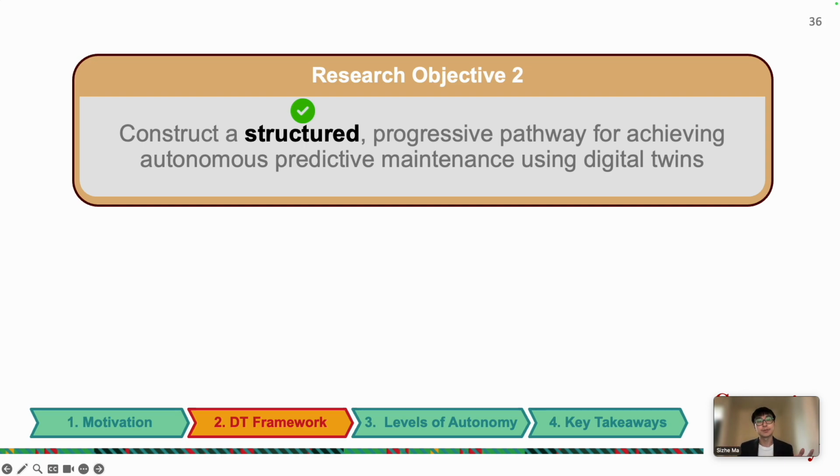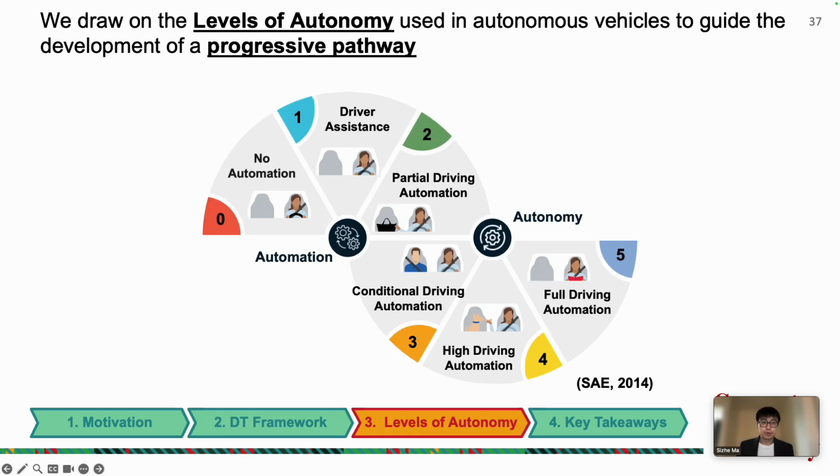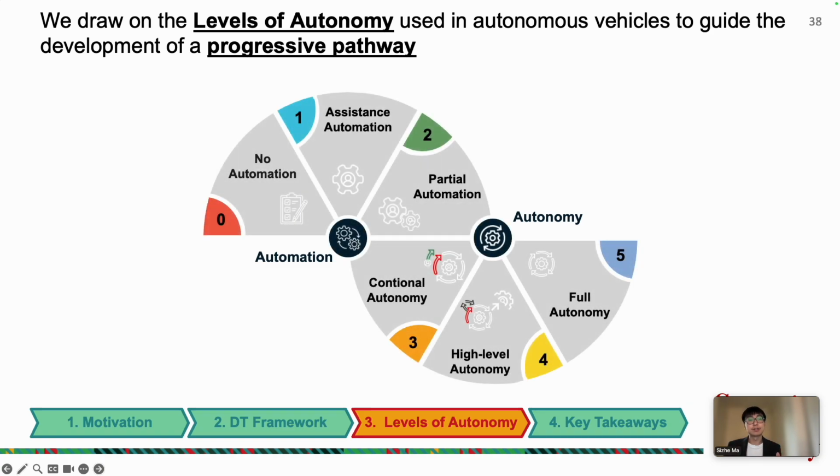But what is a progressive pathway? This progressive pathway is where we draw inspiration from the autonomous vehicle field to create these levels of autonomy for predictive maintenance. This is because since its creation, the levels of autonomy framework in autonomous vehicles has been guiding their development for over a decade. Basically, they create this common ground for different stakeholders to align their expectations. And this is the level of autonomy framework that we developed for predictive maintenance, and we'll cover them in more detail in the next few pages.